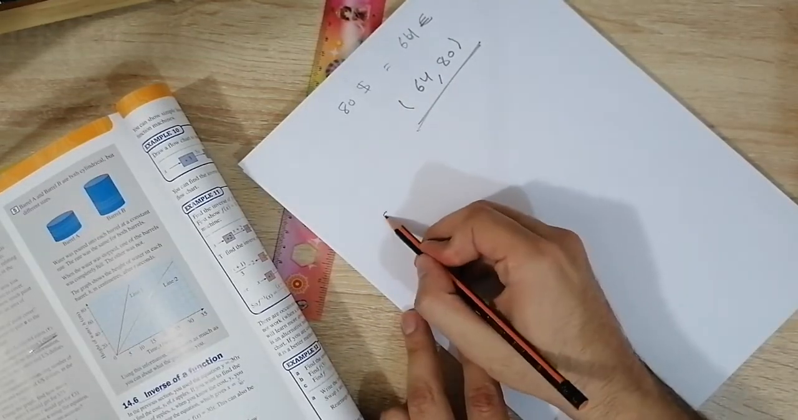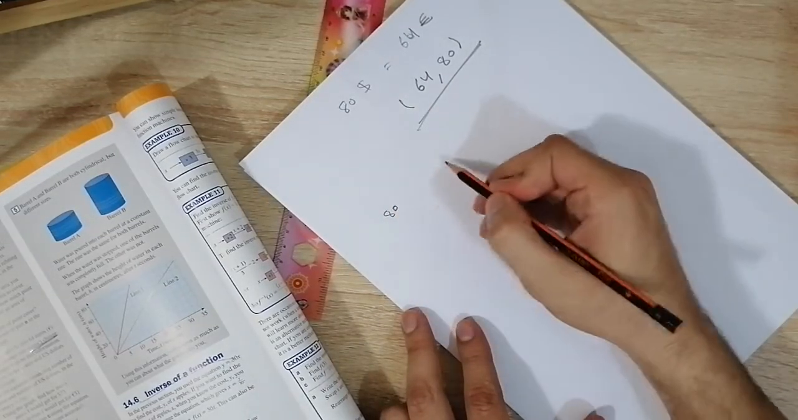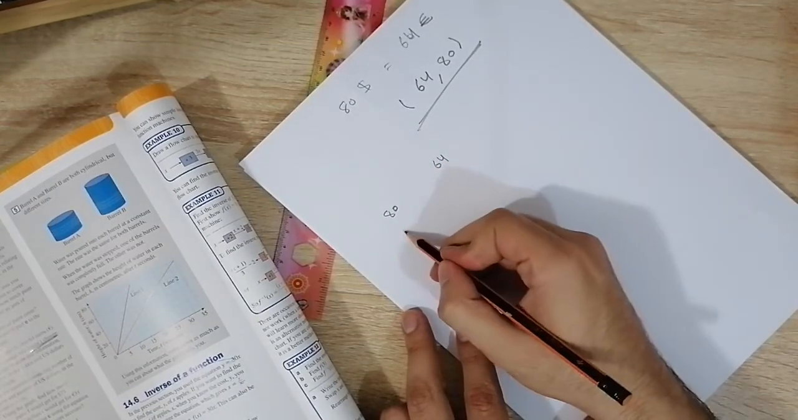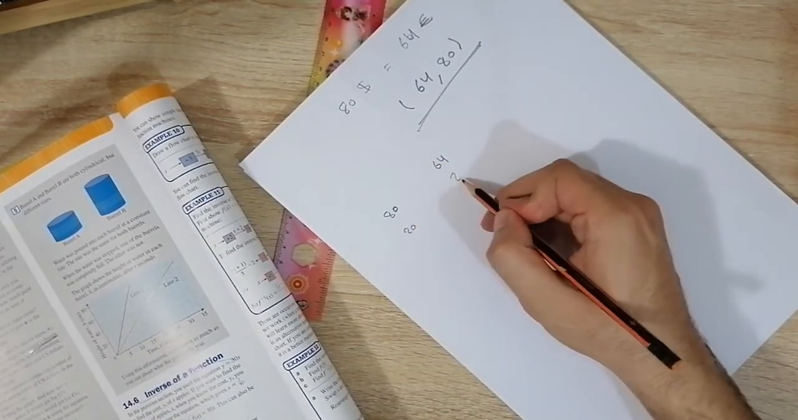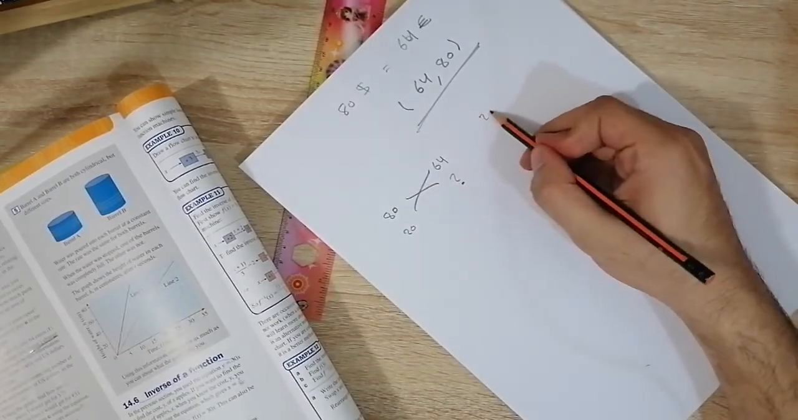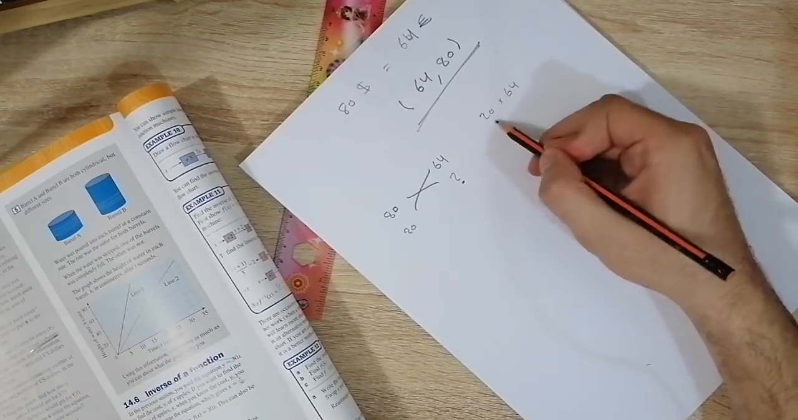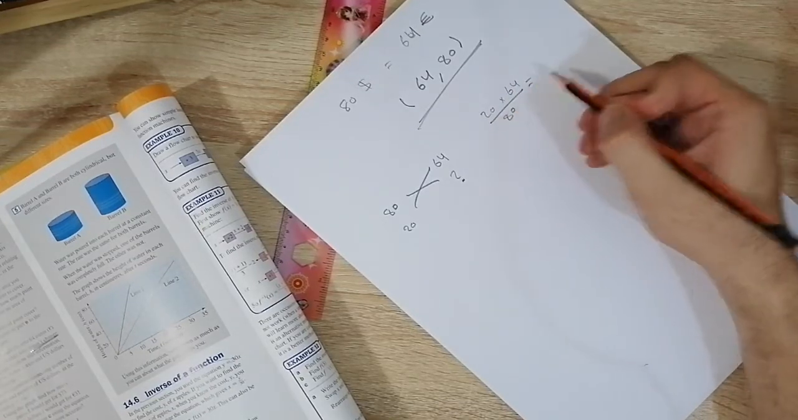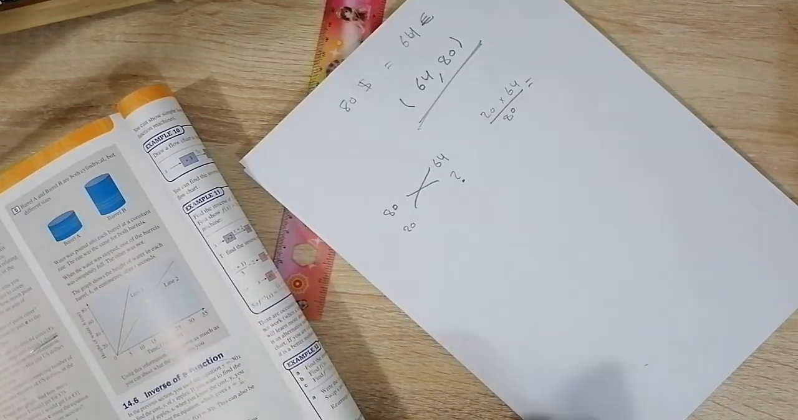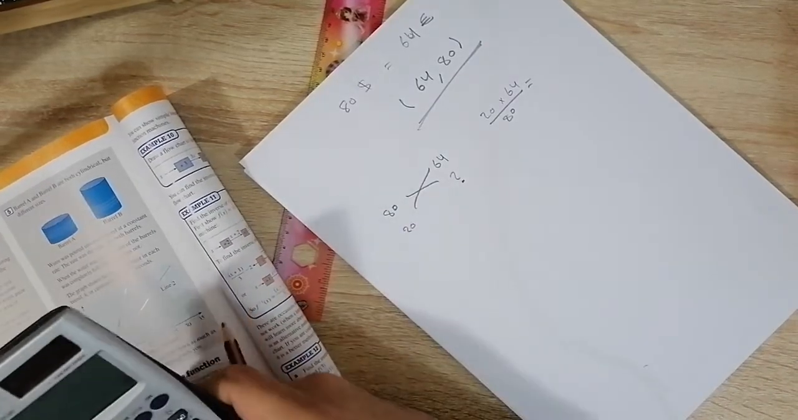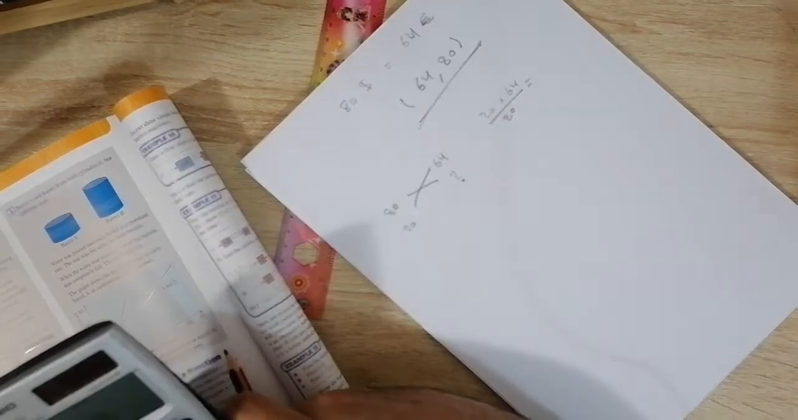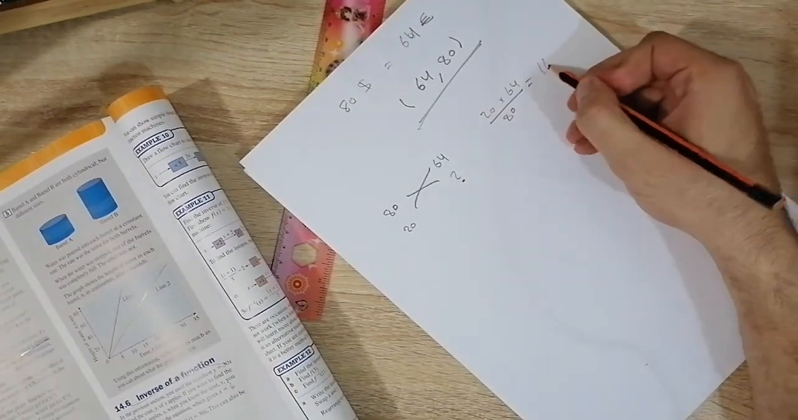Guys, each $80 is 64 euro. Okay, let's see, $20, how many euros? Cross method. So it will be 20 times 64 over 80. The answer will be, let me check, I guess 16. 20 times 64 divided by 80. Yes, 16.